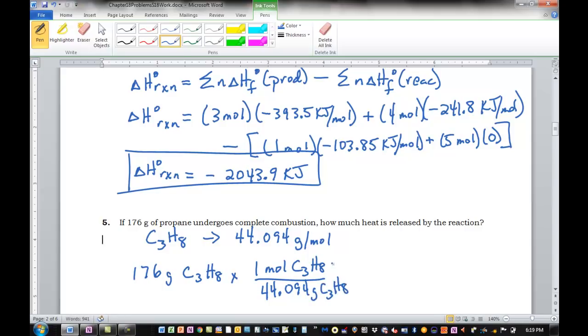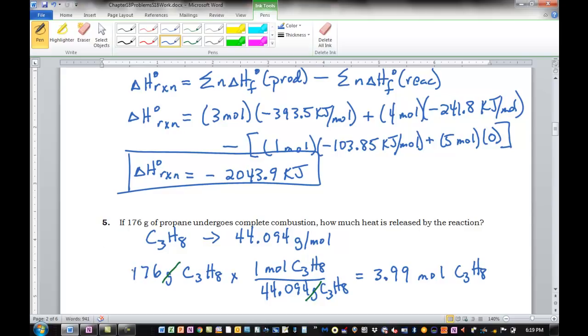All right, you should look at your units here and see grams in the numerator cancels with grams in the denominator so that you know that you didn't flip your molar mass. We want to divide by molar mass here to go from grams to moles. And this comes out to almost 4. I get 3.99 moles of propane because there are only 3 sig figs in 176.